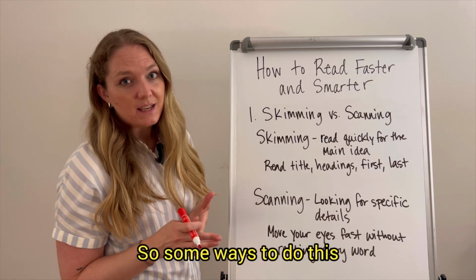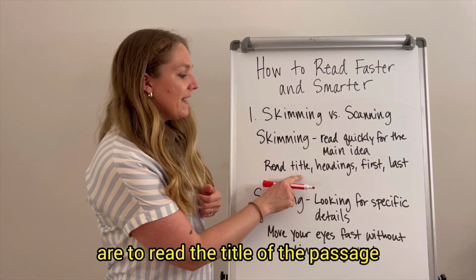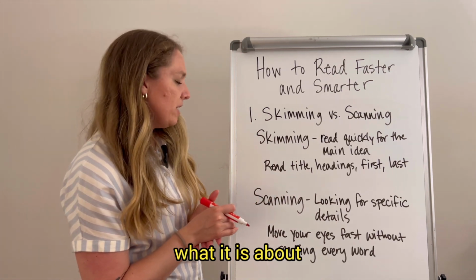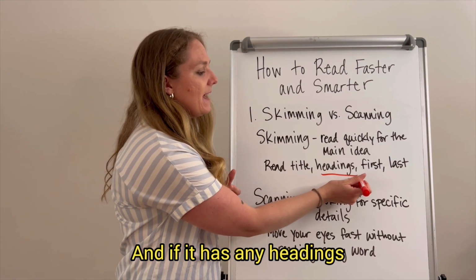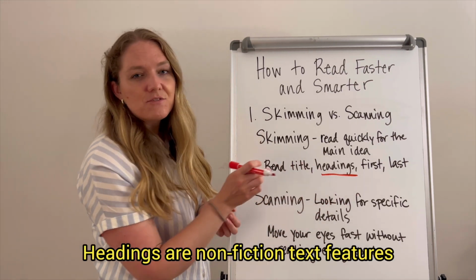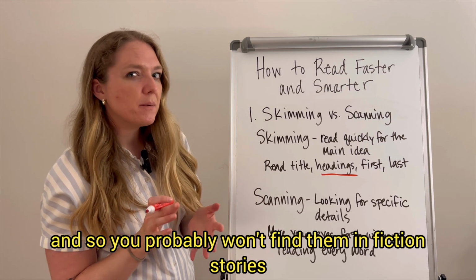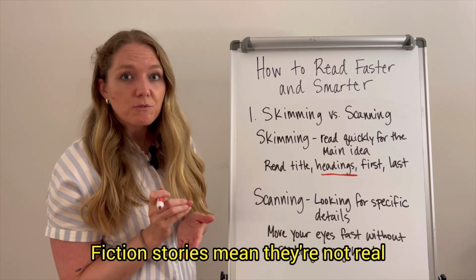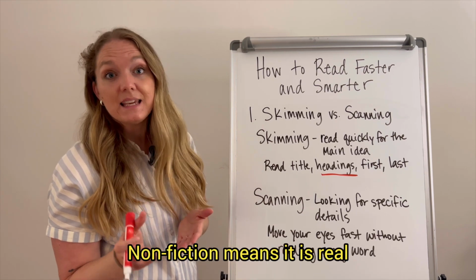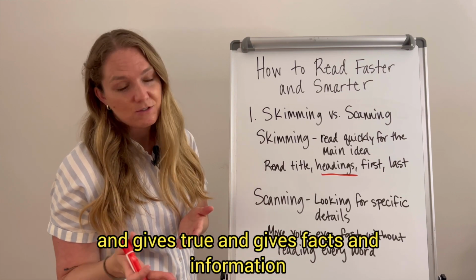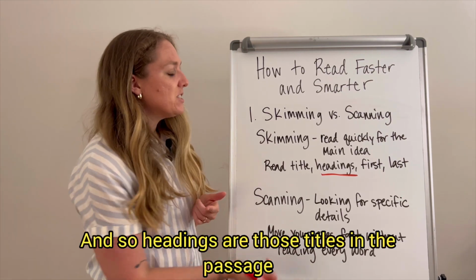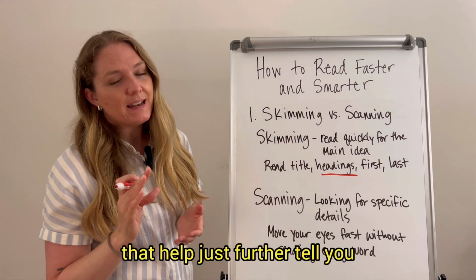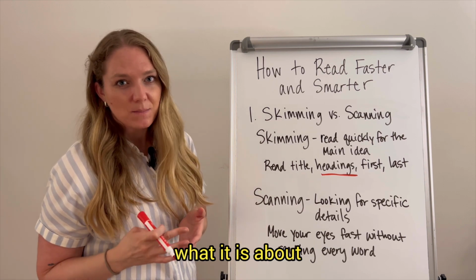So some ways to do this are to read the title of the passage. This will help give you a good idea of what it is about. And if it has any headings, headings are nonfiction text features, and so you probably won't find them in fiction stories. Fiction stories mean they are not real. Nonfiction means it is real and gives true facts and information. And so headings are those titles in the passage that help just further tell you what it is about.